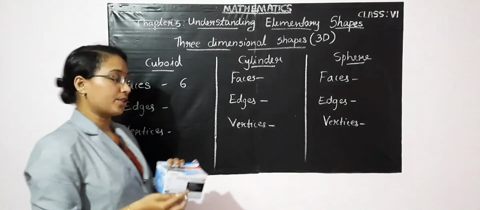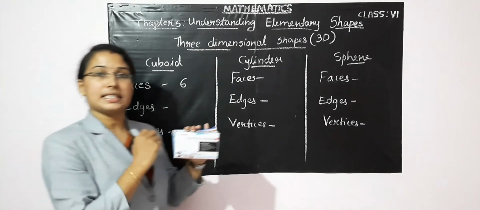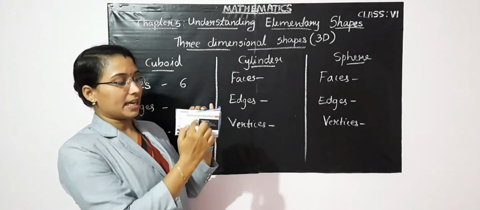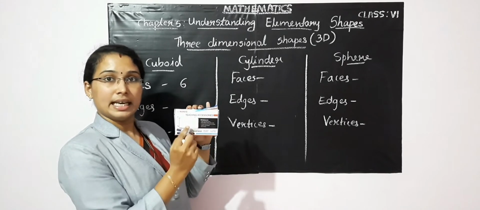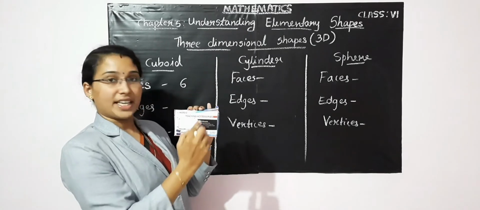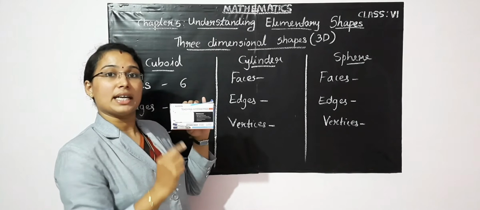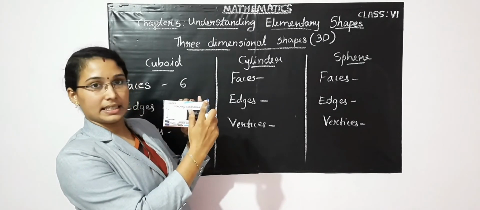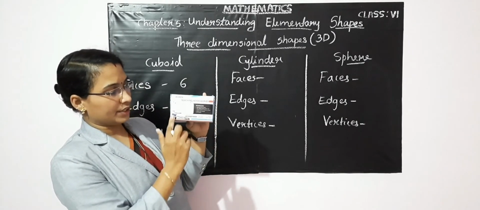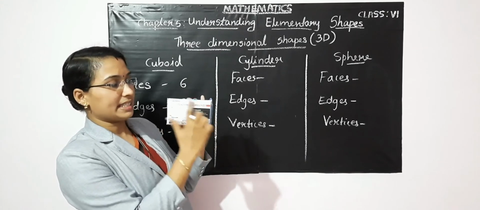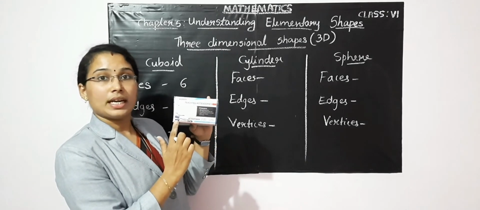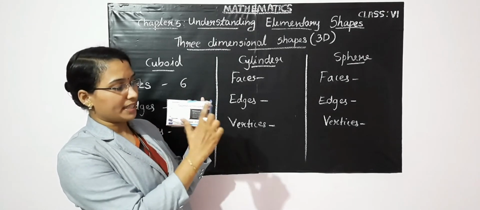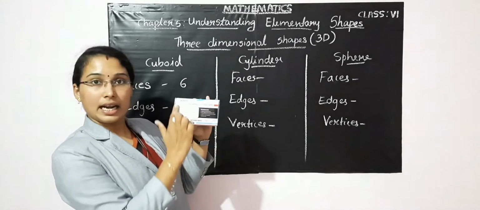Next we are going to discuss edges. Edges means when two faces are joined, we get one edge. So this is one edge, then second, third, fourth. So in one face there are 4 edges.